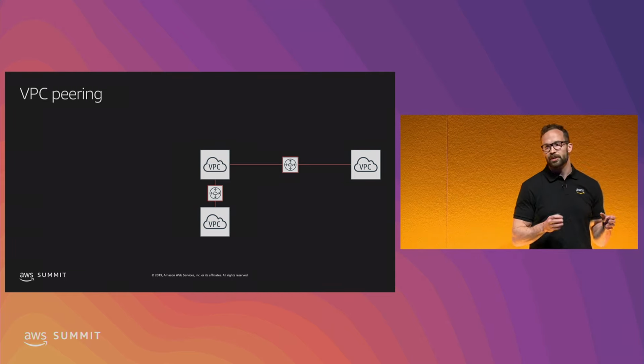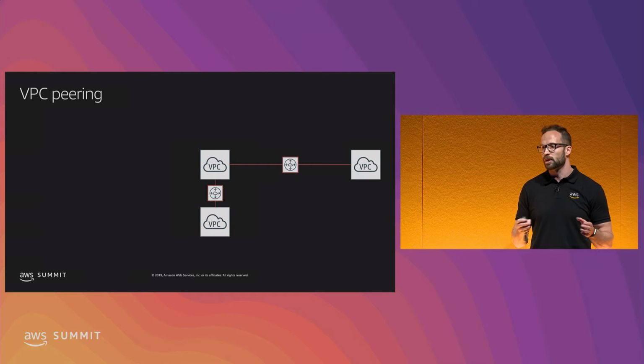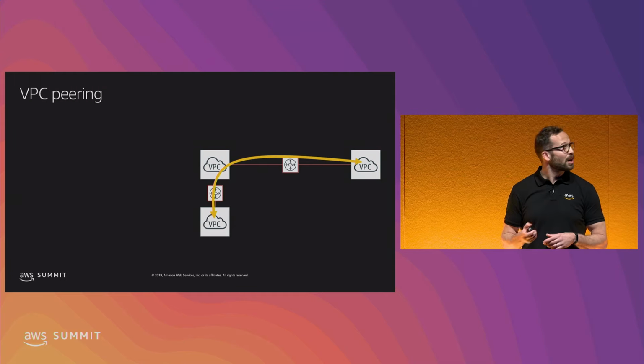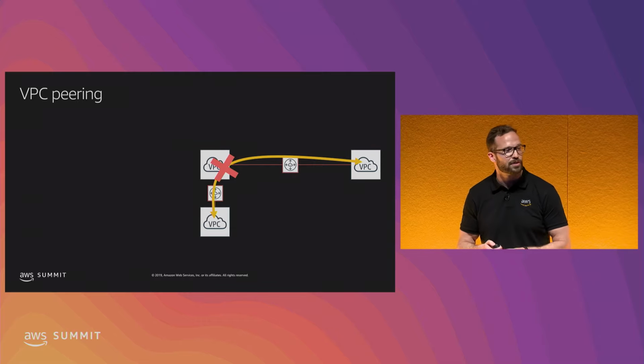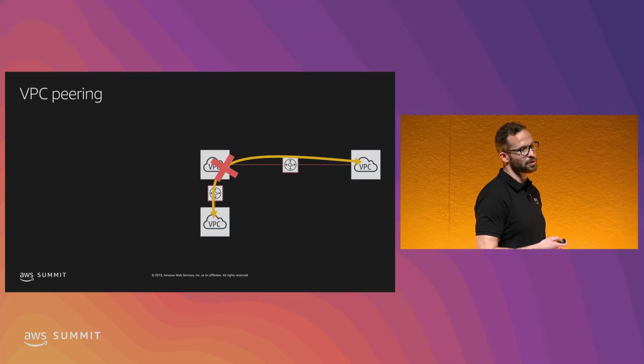However, one thing to remember here is VPC peering is a one-to-one relationship. So you can't have this path happening. You can't have traffic traversing a VPC to get to another VPC.